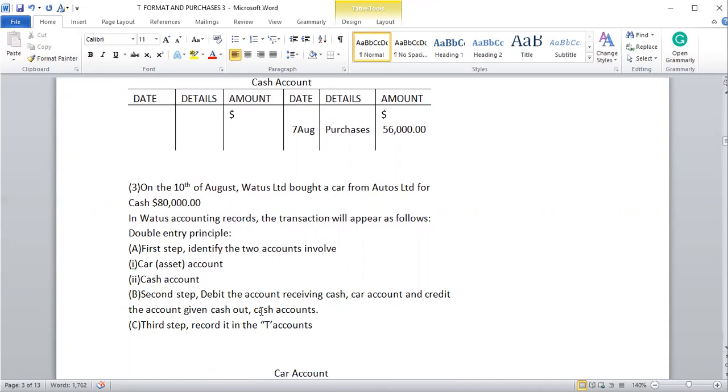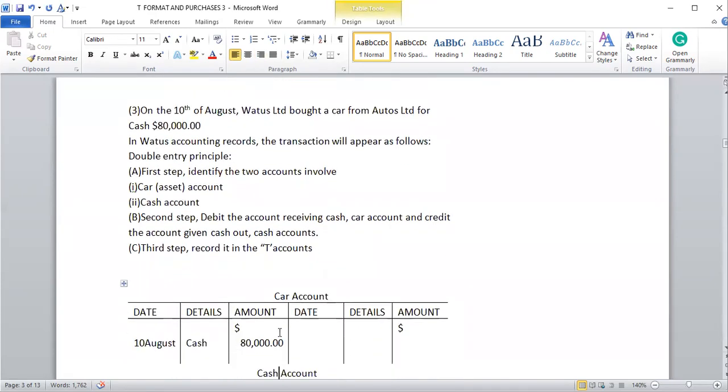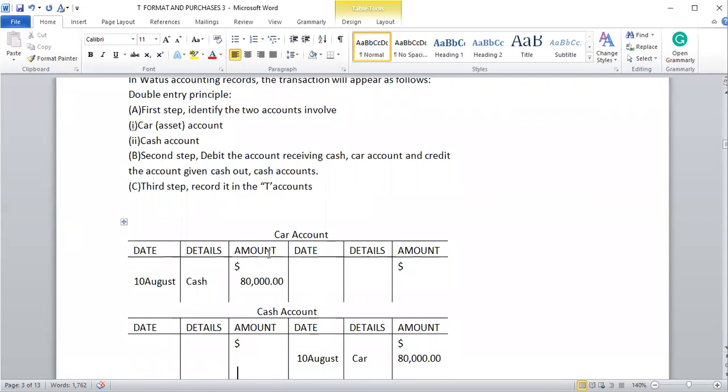So after identifying the 2 accounts, the next step is that you have to debit the account receiving cash, which is the car account, and you have to credit the account giving out cash, which is the cash account. So the third step is that you record in the T account. So let us look at the T account. The car account first, it has to be debited. So under the date column, 10th August, indicating the date of the transaction, details column, cash, because the corresponding entry can be found in the cash account, and the amount involved, $80,000.